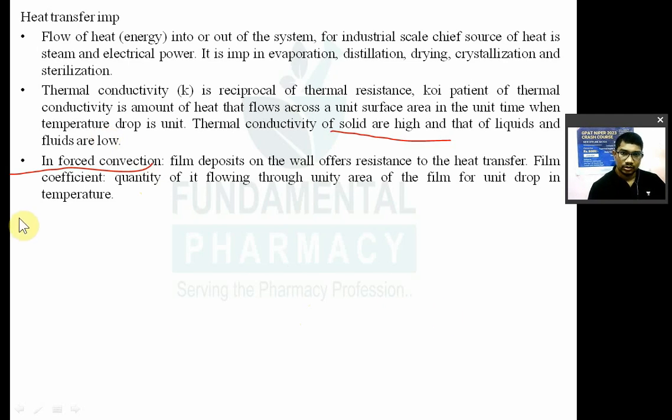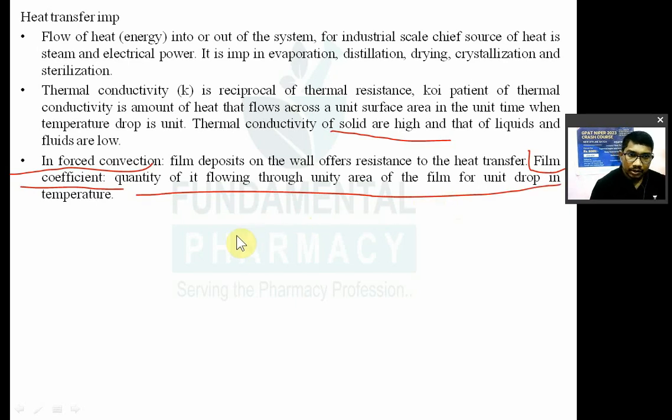And okay, film coefficient क्या होता है, film coefficient is the quantity of heat flowing through unit area of the film for unit drop in the temperature. So film coefficient क्या होता है, थर्मल कंडक्टिविटी देखा, coefficient of thermal conductivity क्या है. So coefficient of thermal conductivity is nothing but the amount of heat that flows across the unit surface area. एक यूनिट का सरफेस एरिया है, उसमें कितना हीट फ्लो हो रहा है पर यूनिट टाइम when temperature drop is per unit or constant. That is a coefficient of thermal conductivity.